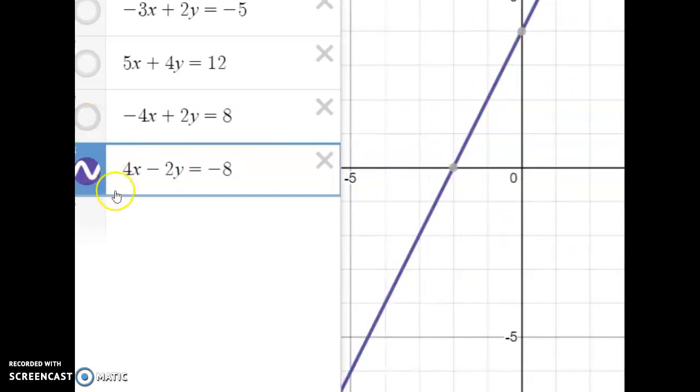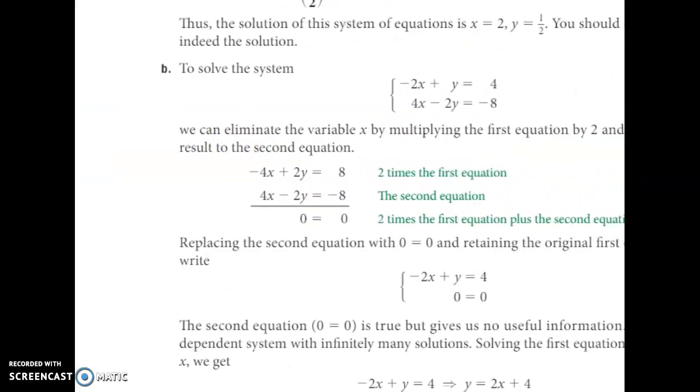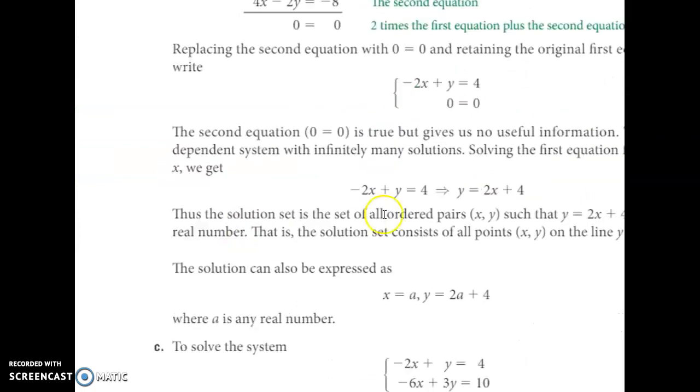If I turn the green one off, there's the purple one. Turn the purple one off, turn the green back on, turn the purple one on, and there you go. One and the same one, which means we have a dependent system. We have infinitely many solutions, which is then what they say right here. That is actually all the solutions that we have, or they can express it like this.